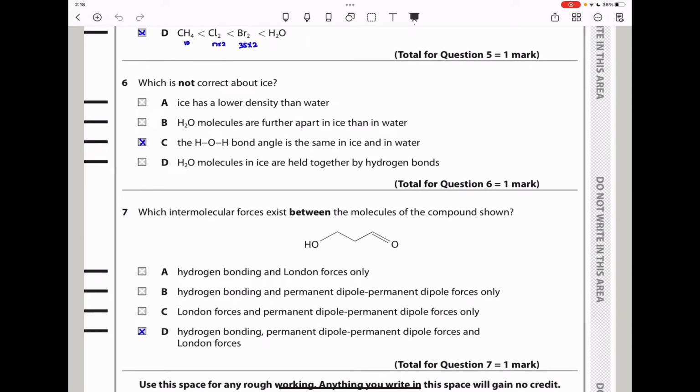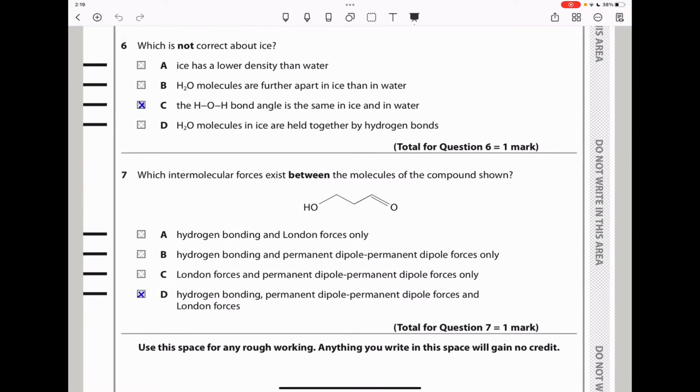Moving down here, which is not correct about ice. Ice has a lower density than water. That is correct. It floats on water. Water molecules are farther apart in ice than in water. Of course, that's correct. Water molecules in ice are held together by hydrogen bonds. That is correct. The only difference is the hydrogen-oxygen-hydrogen bond angle is the same as in water. That is wrong, so the answer here should be C.